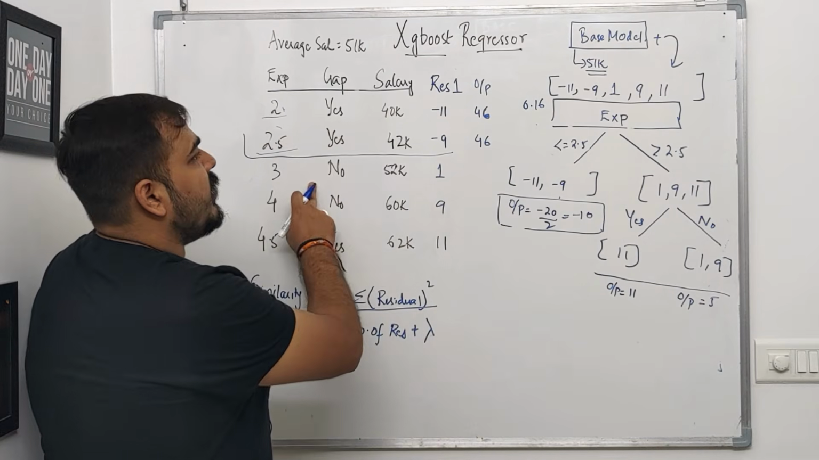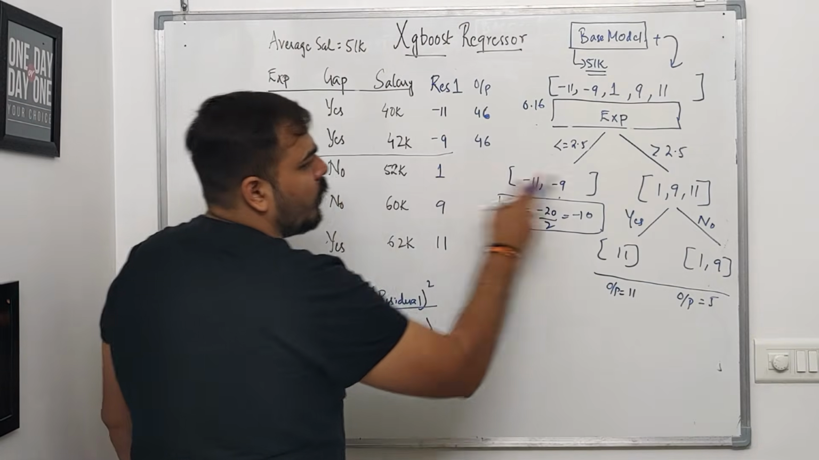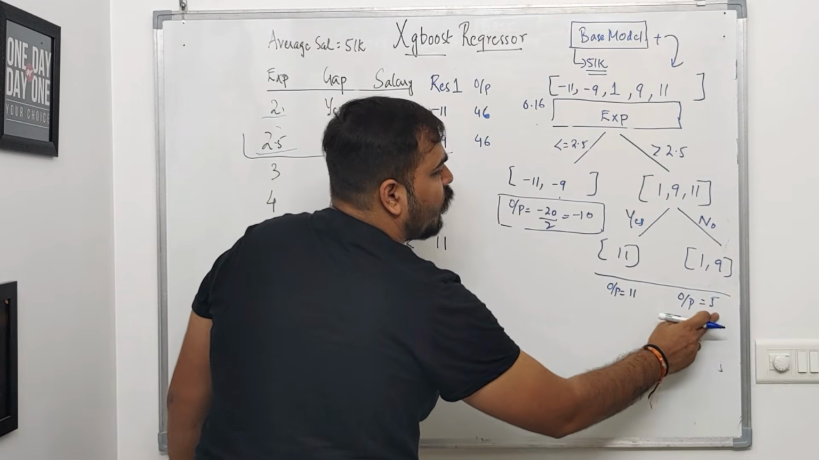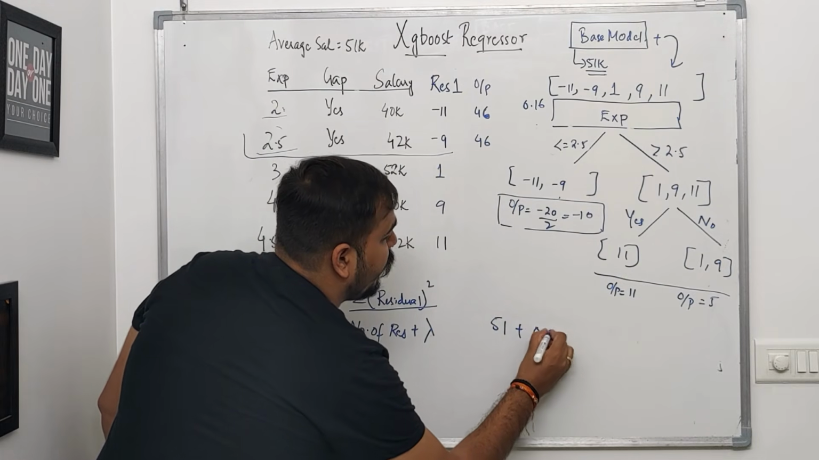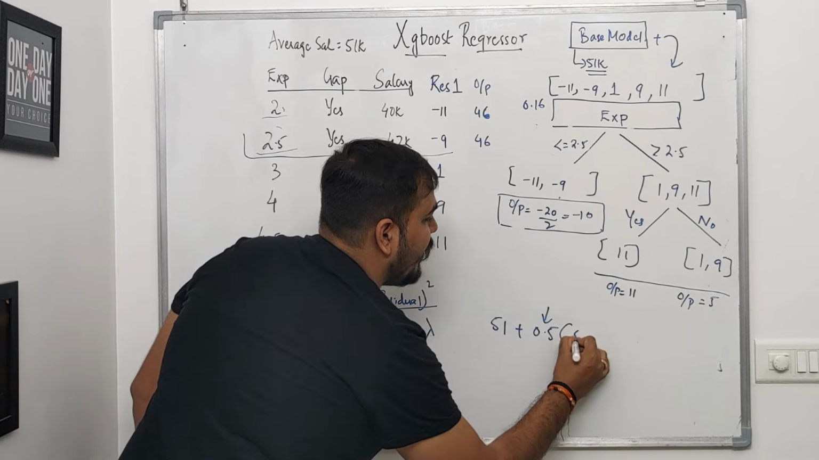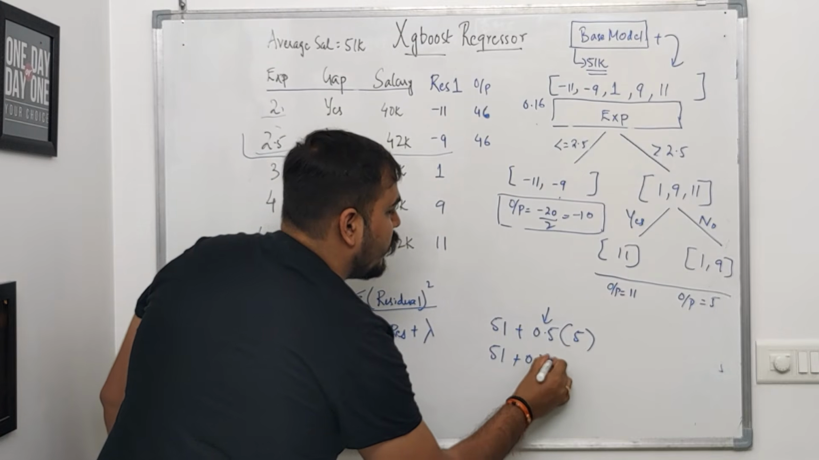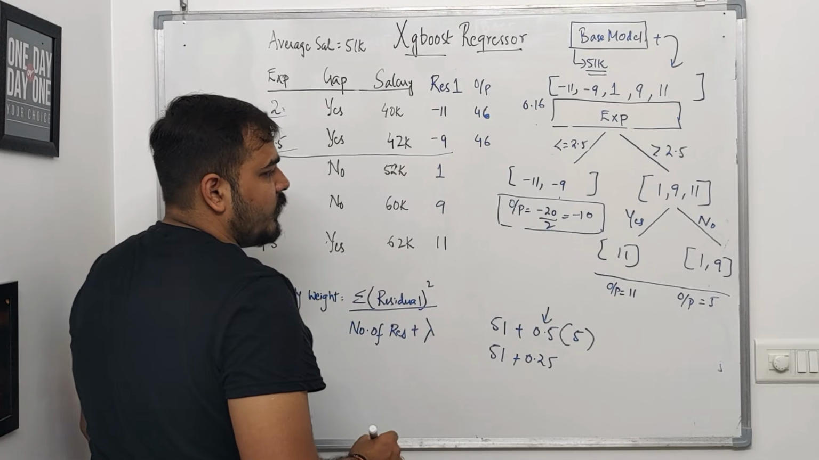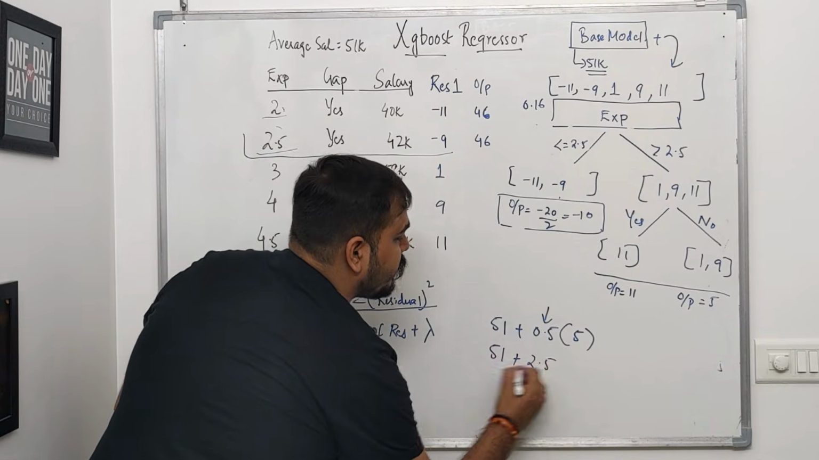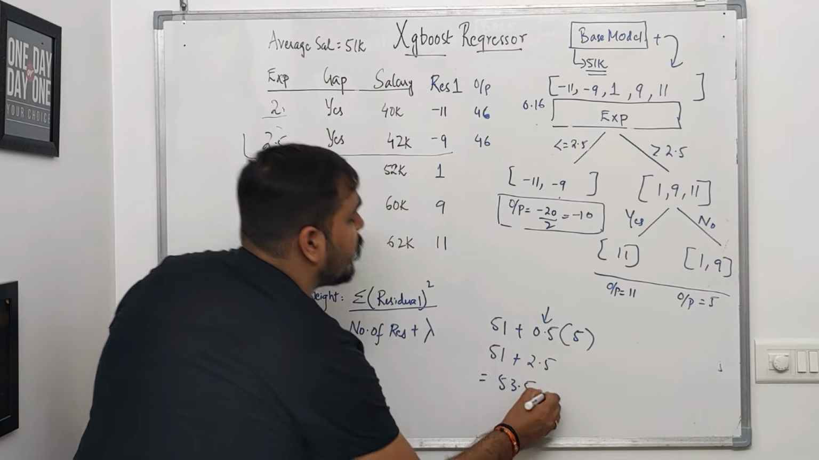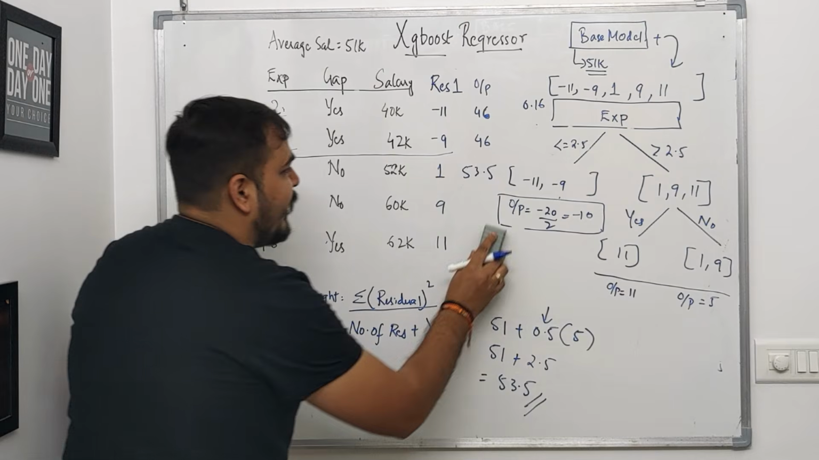Okay, see 3 is basically passing through this node, right? Then the no branch is getting passed over here. The output is 5. So I will write 51k plus 0.5, which is my learning rate, multiplied by 5. Okay, and here I can write 51 plus 0.25. Right? Sorry, it should not be 0.25, it should be 2.5. So here I will be having 53.5. So this will be my output over here.